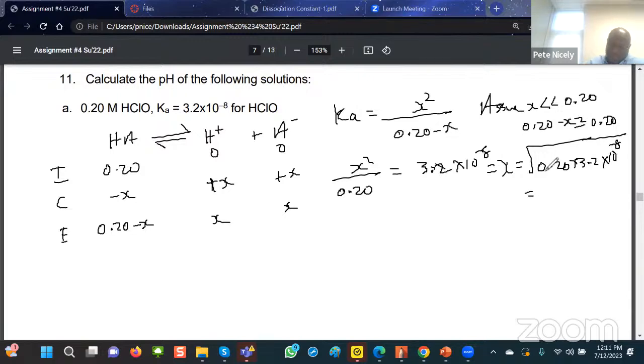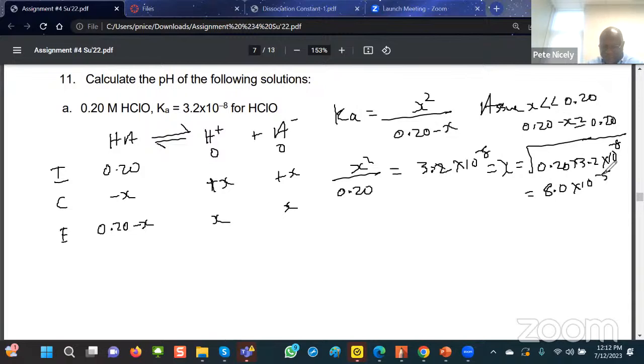So that's going to be 0.2 times 3.2 times 10 to the minus 8. So that would be 8.0 times 10 to the minus 5. Make sure I'm doing the right thing. Let me do this again. 0.2 times 3.2 times 10 to the minus 5.